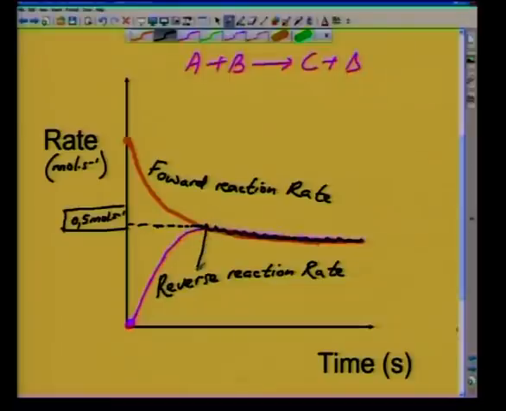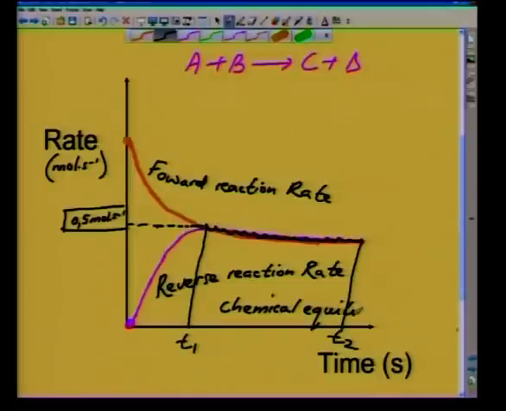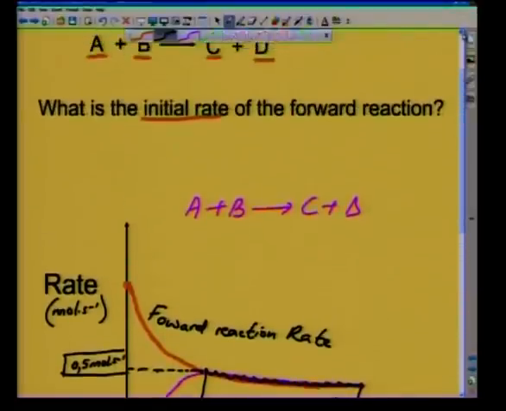So from this point here to that point there, let me call this one T1 and that one T2. Between T1 and T2, a state of chemical equilibrium is reached. In other words, from time T1 to T2, our chemical reaction has reached chemical equilibrium. Okay, so we have reached a state of chemical equilibrium there. Right. Now that is what it means, okay?